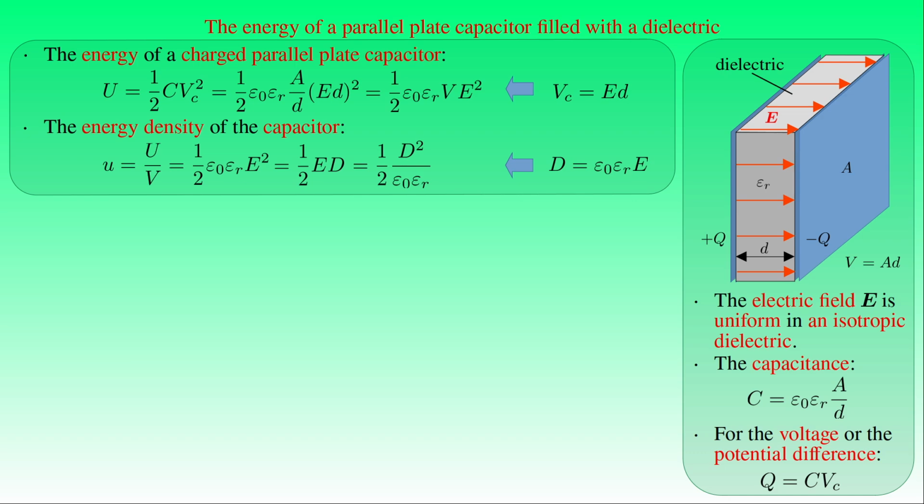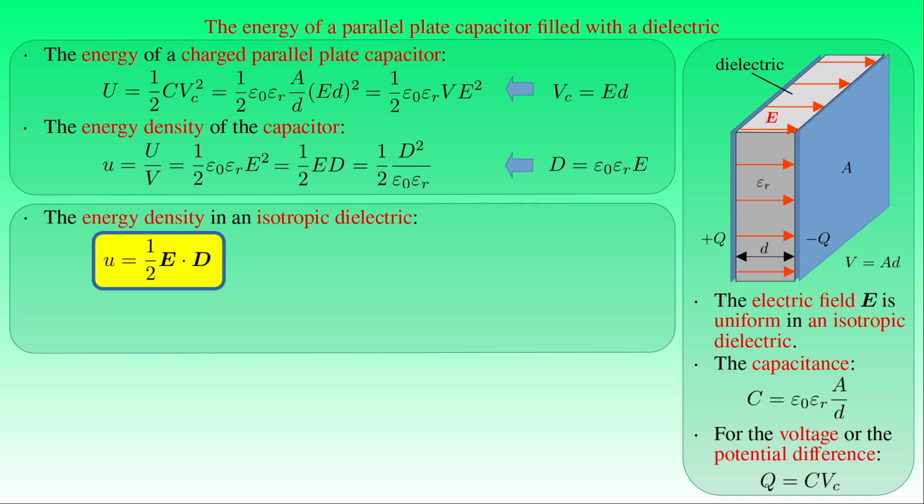Because the electric field strength E and the displacement field D have the same direction in an isotropic medium, the dot product of these vectors is given by the product of their magnitudes. Then the energy density U in an isotropic dielectric can be written as 1/2 times the dot product of the electric field strength E and the displacement vector D at any point in the medium. In fact, the displacement field D is defined by the sum of the vacuum permittivity epsilon naught times the electric field strength E and the polarization field P in the dielectric.